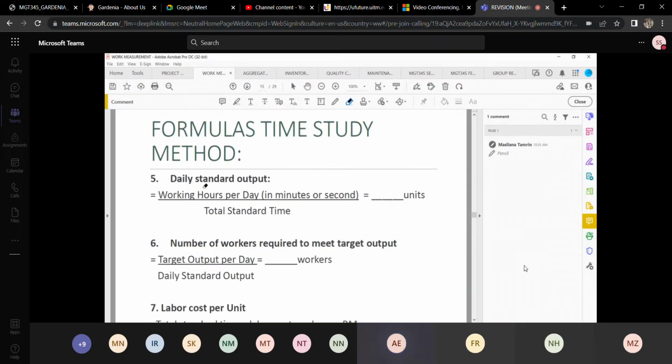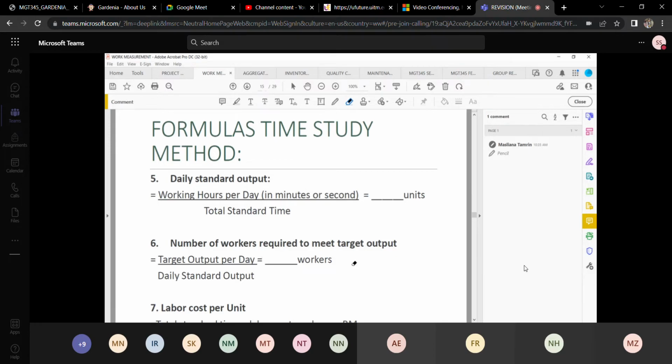Okay, daily standard output, this one is for daily. Kalau weekly standard output, kena darablah dengan number of working days per week. For daily standard output, it is working hours per day, either in minutes or seconds, depending on the question given, over the total standard time. The total standard time here is actually the time taken to produce 1 unit of output. Ni daily. Kalau weekly, darab dengan number of working days per week. Kalau monthly, darab dengan number of working days in a month.